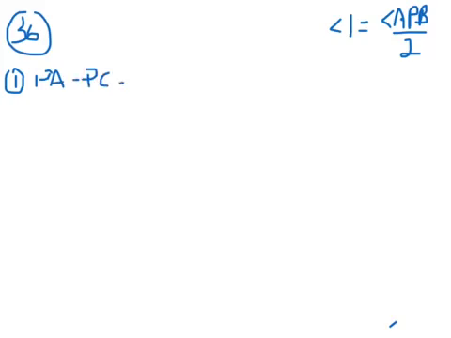Number 36 is another proof. And they're trying to prove that angle 1 is equal to angle APB over 2. And you're not going to have to figure out how to get there. You're just going to have to provide statements or things that are missing. They're giving you kind of a framework here. So number 1, it says PA, PC, PB. We're just establishing that these are segments, okay? And they said that's by hypothesis.